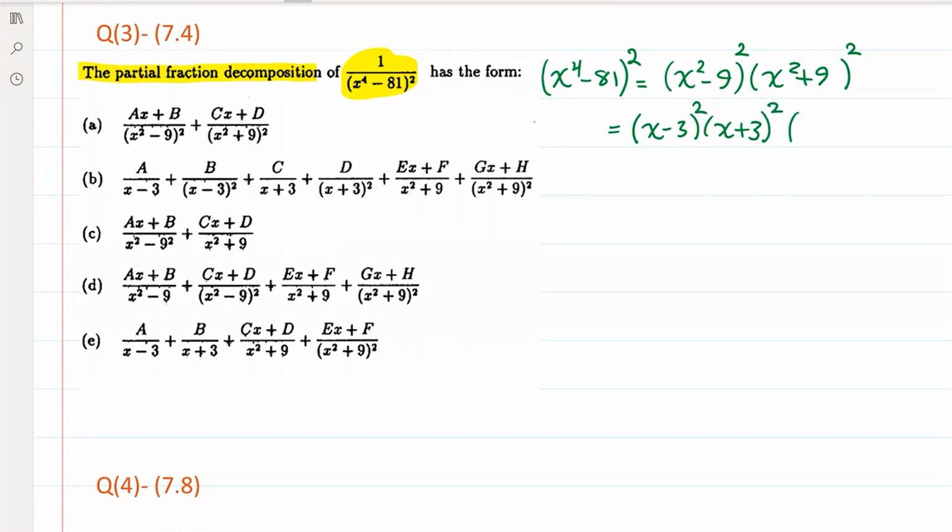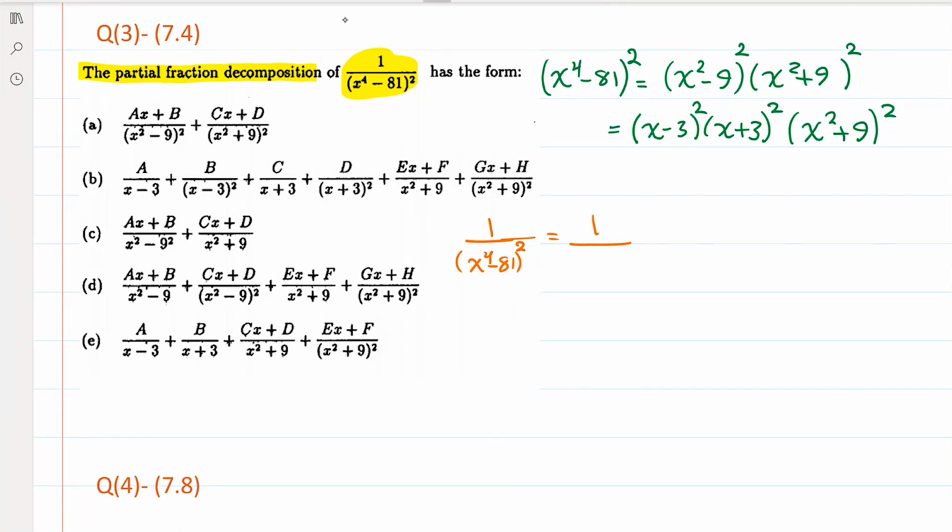Good. And the other side, can I factorize this one? No, we cannot factorize this one. Okay, see here, guys, this is the simplest form. So if I want to do the partial fraction decomposition, 1 over (x to the power 4 minus 81) squared will be like the following. First of all, I will consider the first part. It is x minus 3, which is linear, but repeated twice. So that means we will have two fractions for this part.